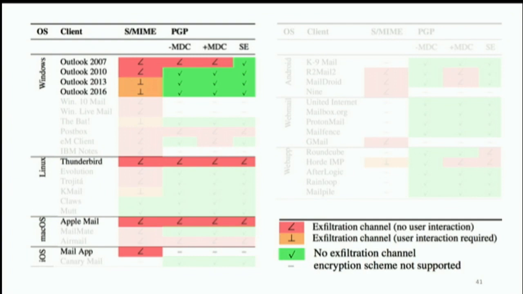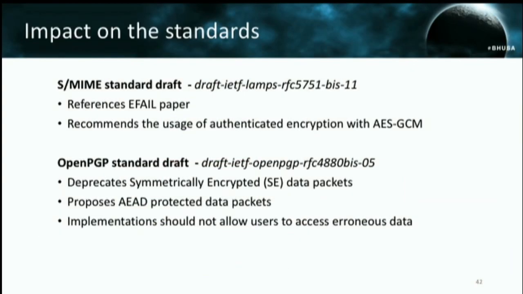Okay, so as a conclusion of these crypto attacks, we want to look at what has happened since we disclosed this to the standards of S/MIME and OpenPGP. We can see that there are 2 new drafts for both S/MIME and PGP. S/MIME references the paper, and it recommends the usage of authenticated encryption using, for example, AES-GCM. So they do something against these malleability gadgets. And OpenPGP has also changed a lot. They want to deprecate the symmetrically encrypted package. They propose to get authenticated encryption with associated data. And they also changed the part we saw before: implementations should not allow users to access this erroneous data.